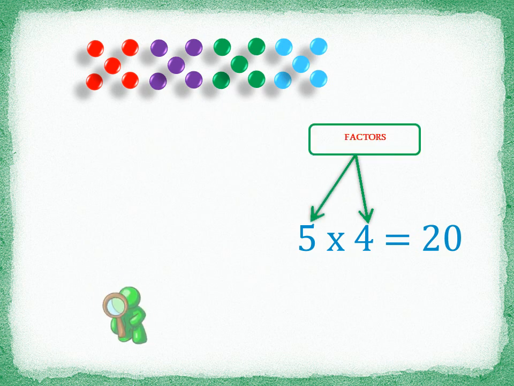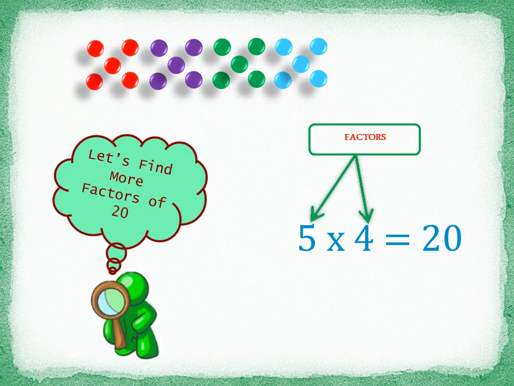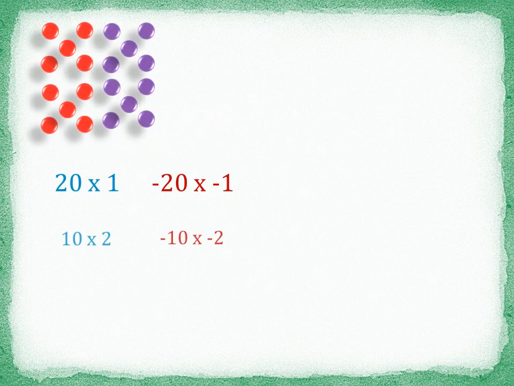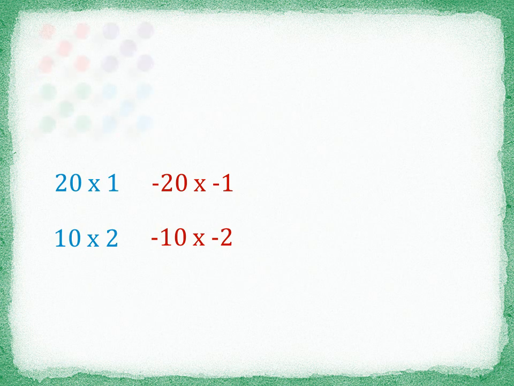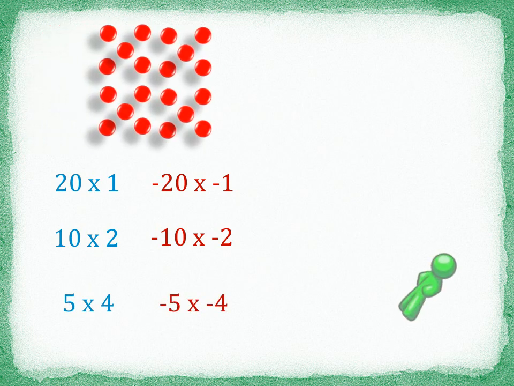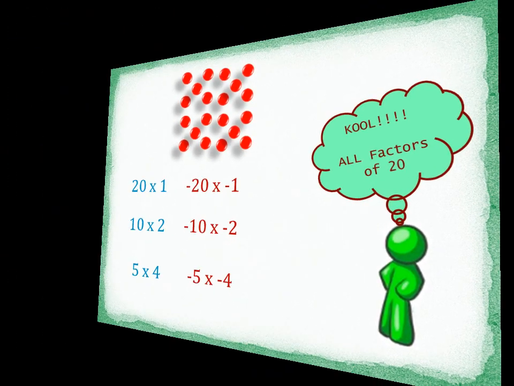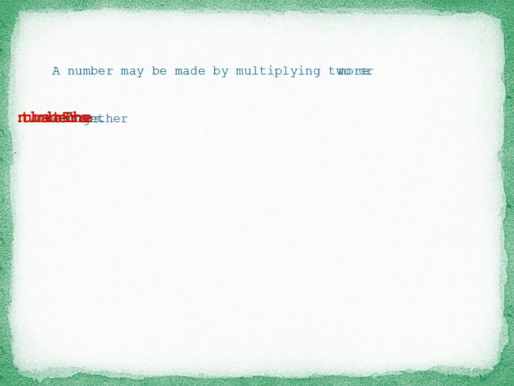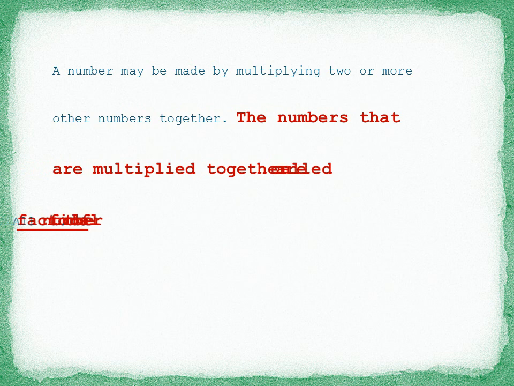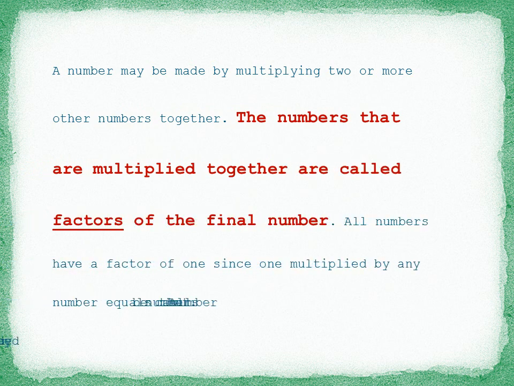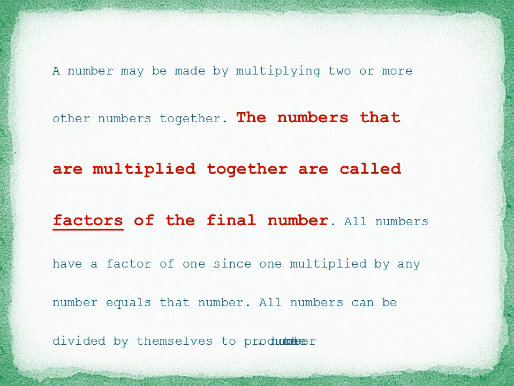Now let's find more factors of 20. You can have one group with 20 coins, 2 groups of 10 coins each, or 4 groups with 5 coins each. 1, 20, 2, 10, 4, and 5 are all considered factors of 20. So what is a factor really? Well, a number may be made by multiplying 2 or more other numbers together. The numbers that are multiplied together are called factors of the final number.